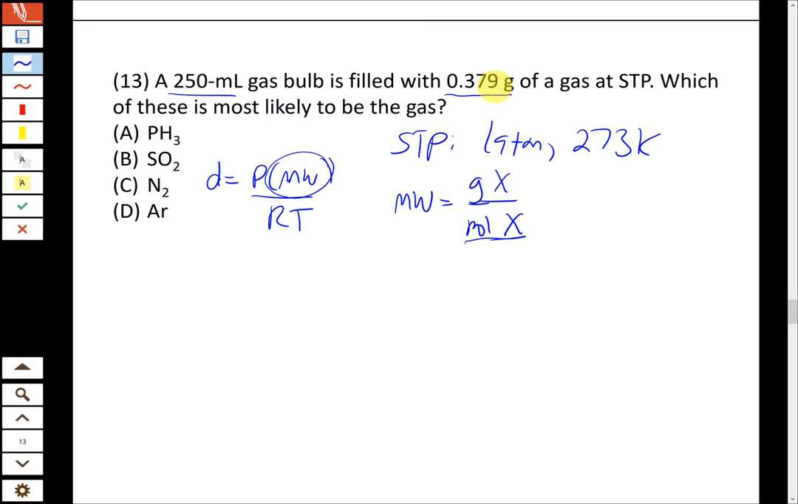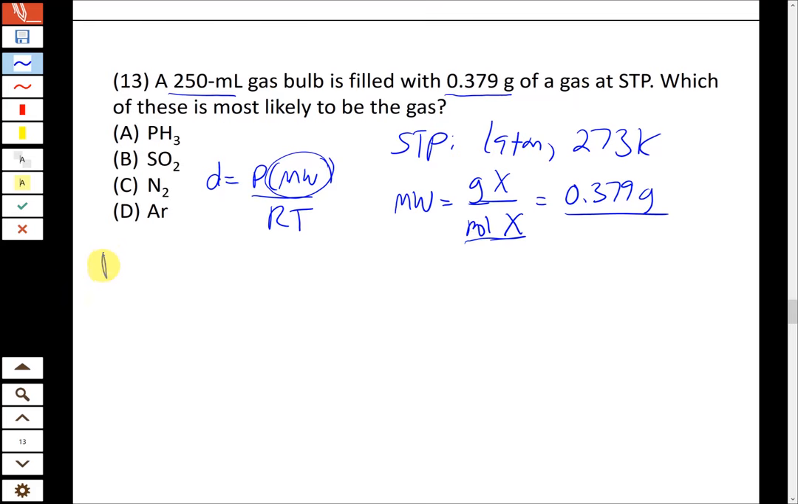So both of these will work. Choose your favorite or learn both of them for different contexts. I'll do the second one here, just because in this case, at STP especially, it's a little more straightforward. So grams is given to us directly. That's 0.379. And we have to find the moles of the unknown using the ideal gas equation.